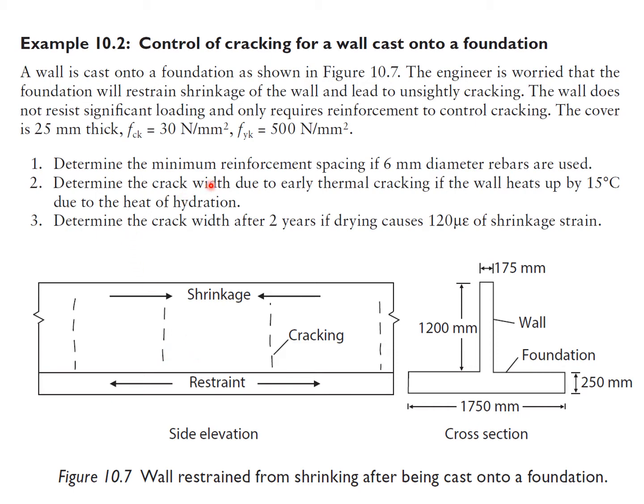First of all, you need to calculate the minimum reinforcement requirement within this wall, and then to calculate the crack width due to this heat of hydration shrinkage, and then finally calculate the crack width 2 years after the slab has been cast. We're expecting that the wall is going to dry out within that time, and that's going to induce a further 180 microstrain of shrinkage.